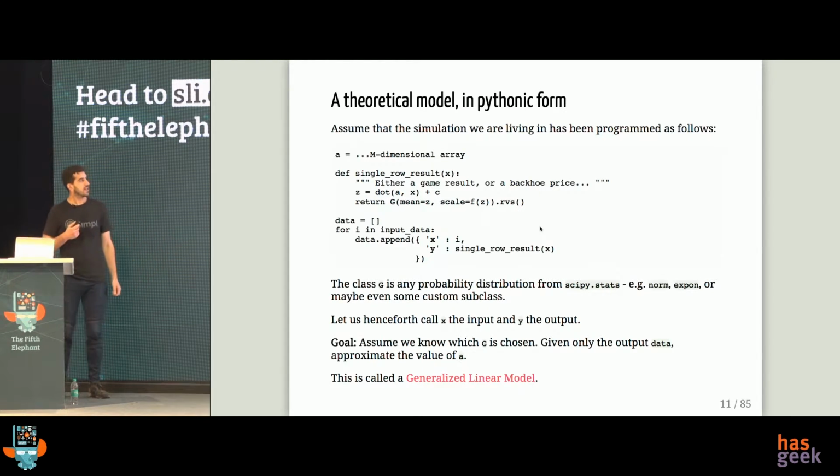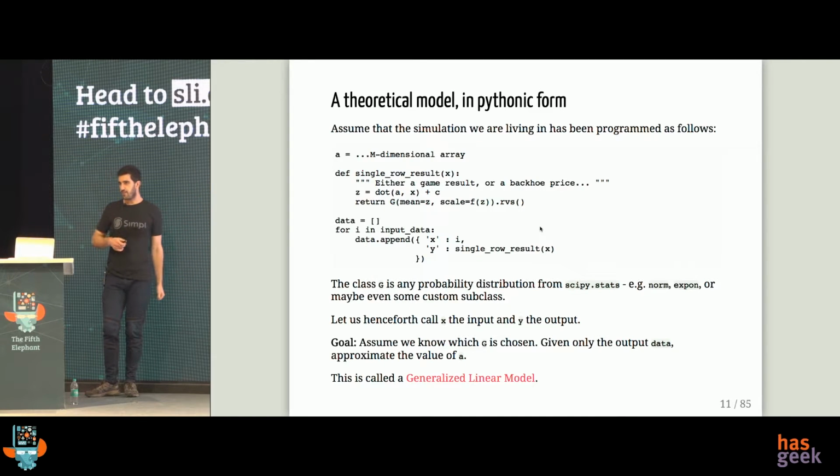And the code is typically, in the linear regression case, we draw a variable z, which is a dot product between some unknown vector a and x, which is our observable input data. And then we take g. So g is the probability distribution. Choose any of your favorite probability distribution classes from scipy.stats: normal distribution, exponential distribution, whatever. And you build that distribution, you set the mean and the scale parameters equal to some linear function, and you draw a random variable from it, which is what the RVS is. And then we assume our data is generated in this way.